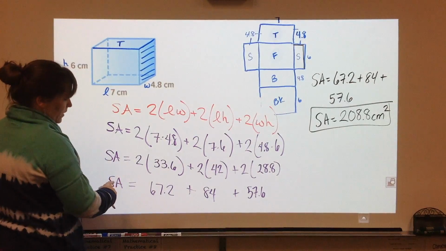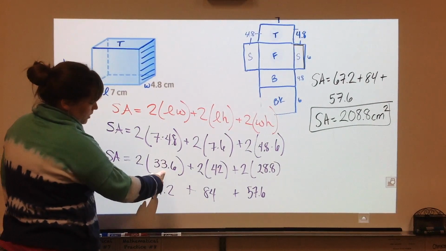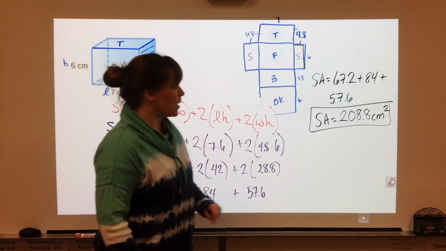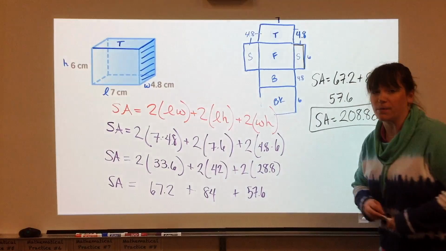So here it is where I've multiplied just like before and then doubled. We end up adding up the same 3 numbers and getting the same answer.